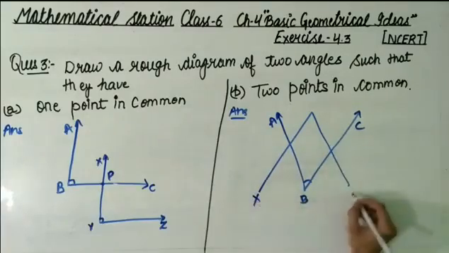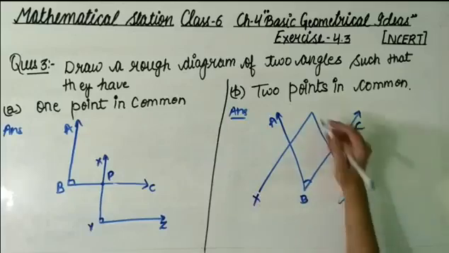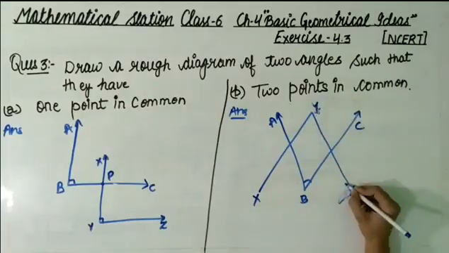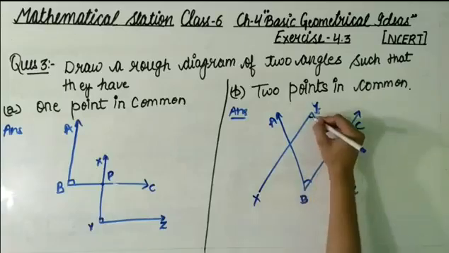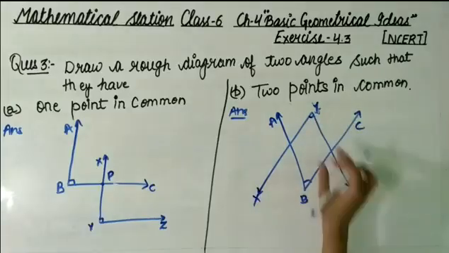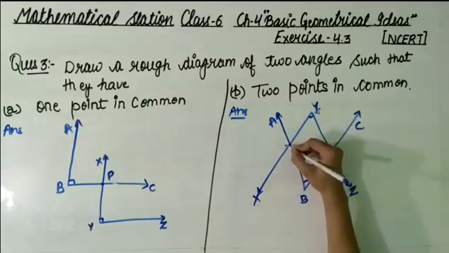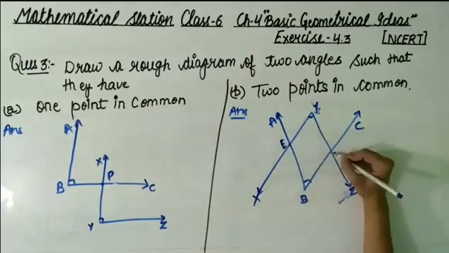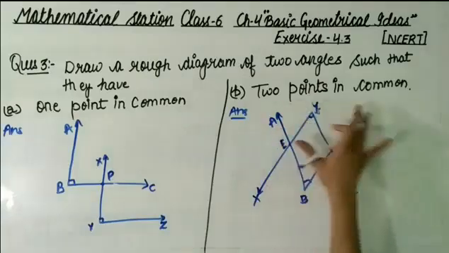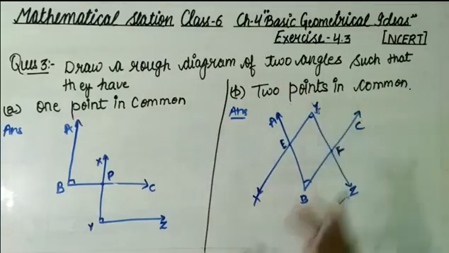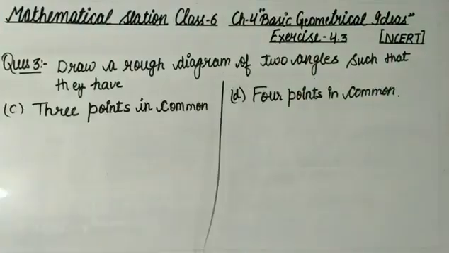Now X, Y and Z. Now here are two angles and they have two common points. You can see one is on AB and another is on BC. Okay. So we have 2 points common on two angles.